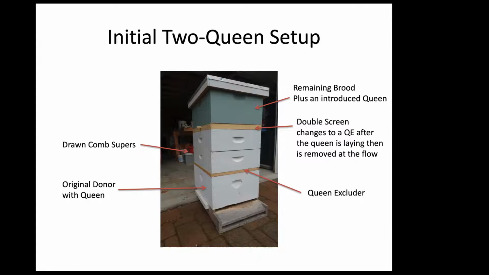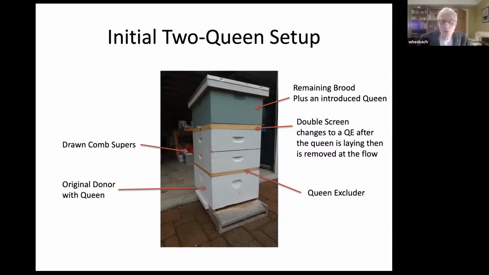Bill, what happens when the flow's over? Oh, when the flow is over. Okay, so that's a good question. So when the flow is over, I've had these stay as a double queen colony all summer and over winter and come into the next season as a 2-queen colony. That's a possibility, but there can be a fitness contest that occurs after that point.